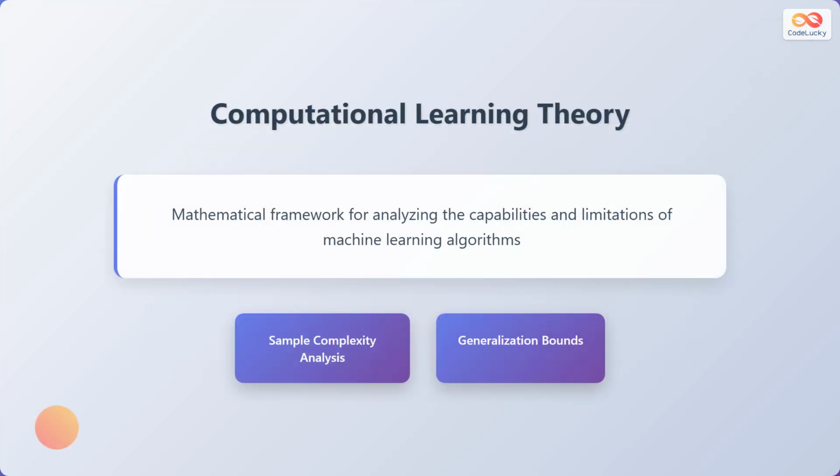Let's start by understanding computational learning theory. It is a mathematical framework that is used to analyze the capabilities and limitations of machine learning algorithms. Computational learning theory helps us answer fundamental questions about learning, such as how much data is needed to learn effectively, and how well a model will generalize to unseen data. Two key aspects of computational learning theory are sample complexity analysis and generalization bounds.